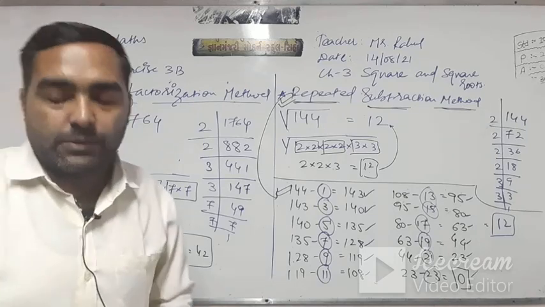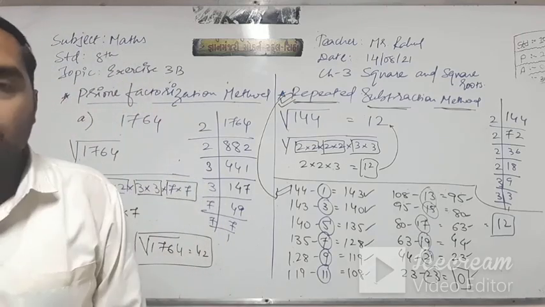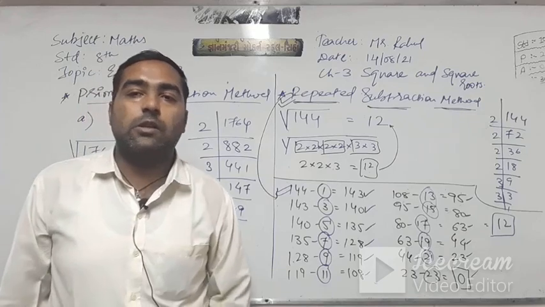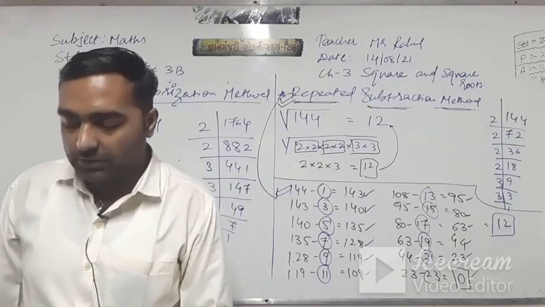So now, dear students, here we are completing this whole explanation of the square root methods, okay, with two different methods: prime factorization and the repeated subtraction method.